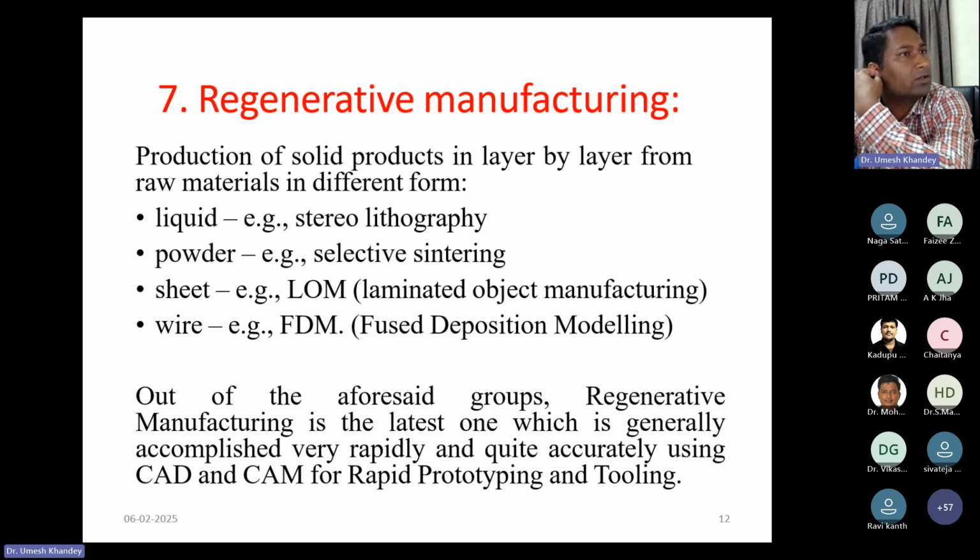So what is it? Production of a solid product layer by layer. That is also known as 3D printing, where you develop a three-dimensional product at the end. There will be various forms of the raw material which you are going to utilize for generating a 3D object. The first form of material that you may have with you is liquid.